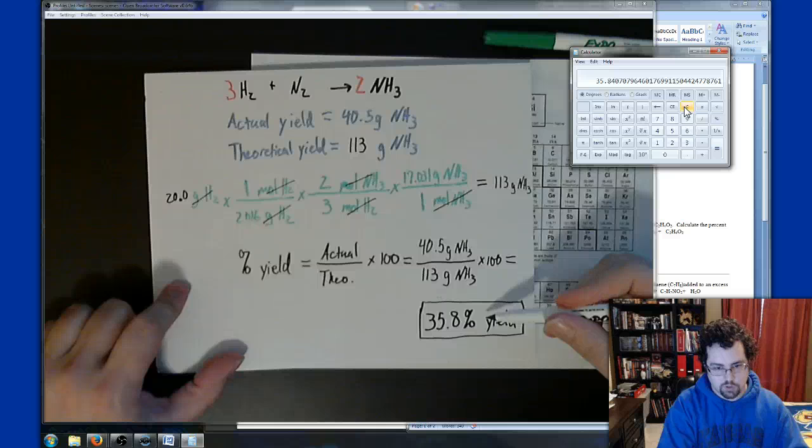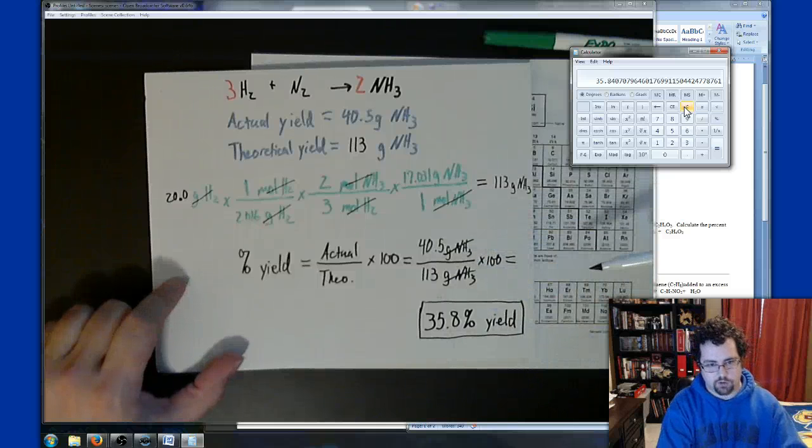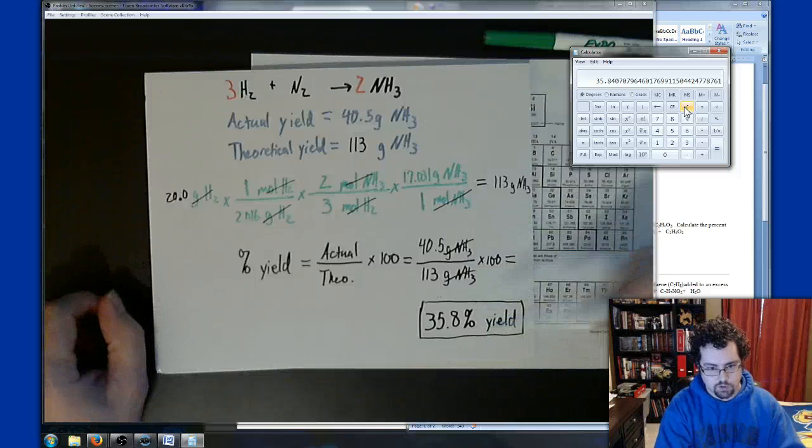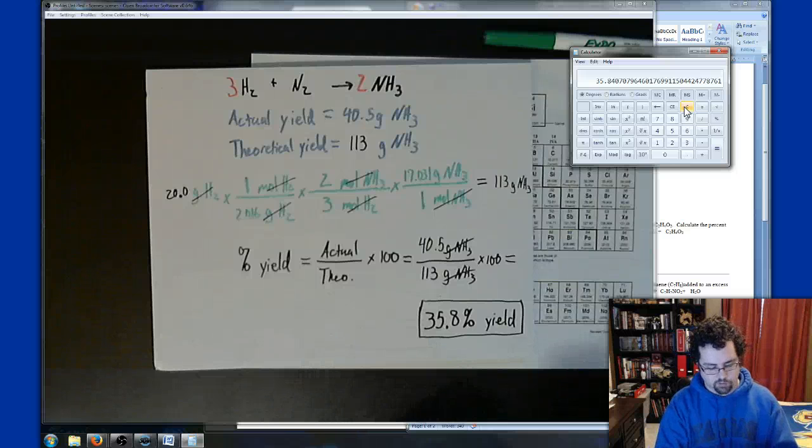Okay, notice there's no units for percent yield because the grams of NH3 and the grams of NH3 are going to cancel each other out. So there's no units, just a percentage. So 35.8%. So this is actually not a very good reaction. 35% yield is not very much of a product.